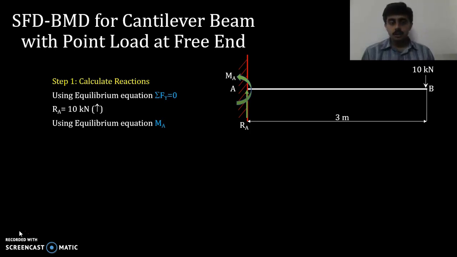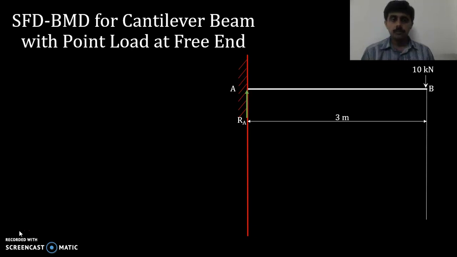On the other hand, we have a moment equation. Summation of all the moments equal to 0 will give a value of 30 kilonewton meter as the moment value. Let us study the shear force at A and B.